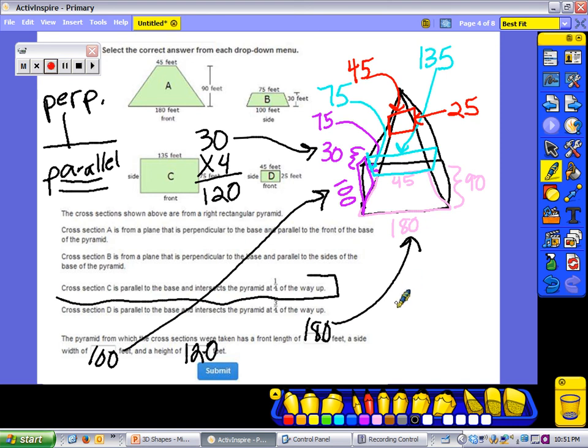I know that that's a tough one, and I don't want you to get too stressed out about that one, because you more than likely will never see a problem like that again.